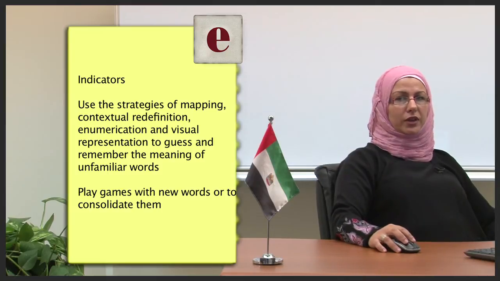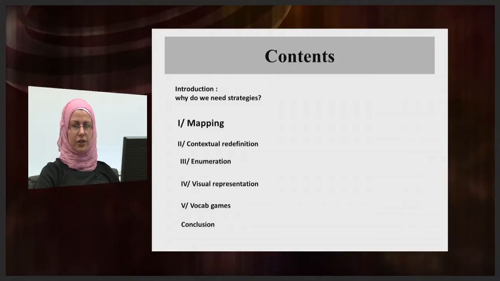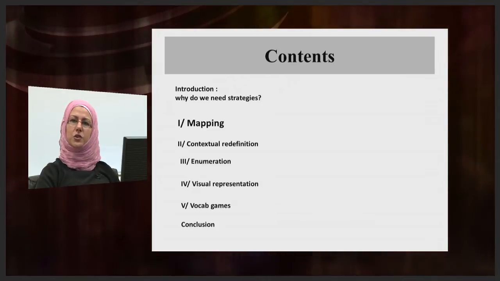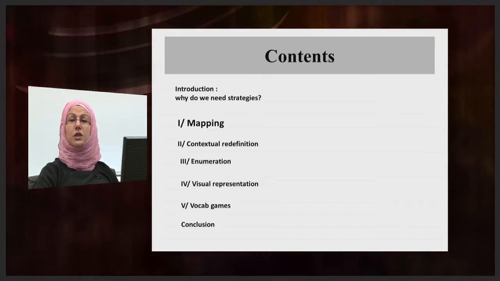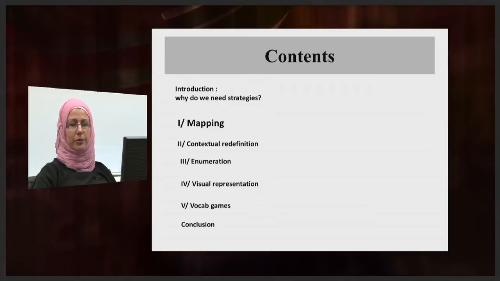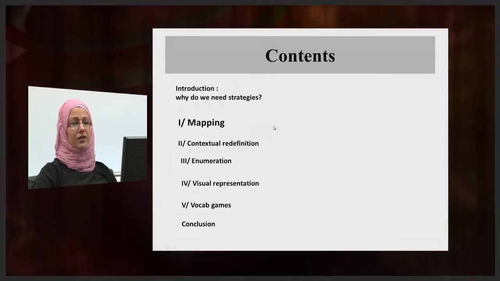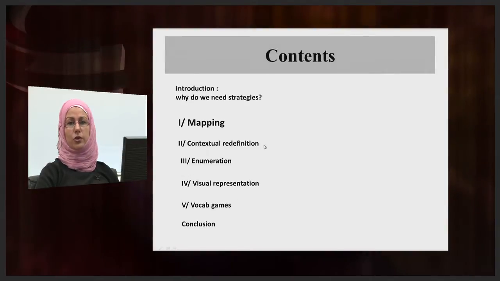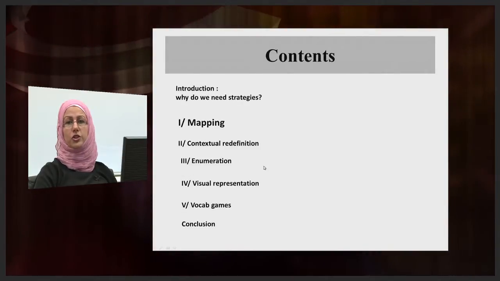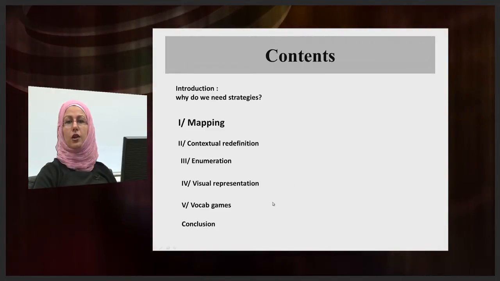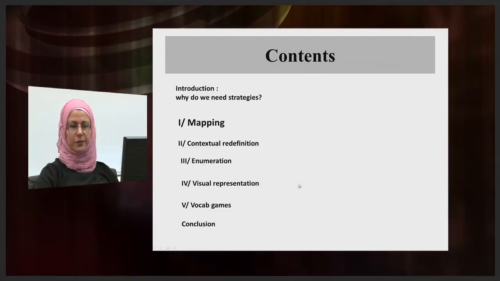Here are the points we are going to try to cover together. We'll first try to answer this question together. Why do we need strategies while learning vocabulary? And then we'll go through some strategies like mapping, contextual redefinition, enumeration, visual representation, to end up with a few examples of vocabulary games.